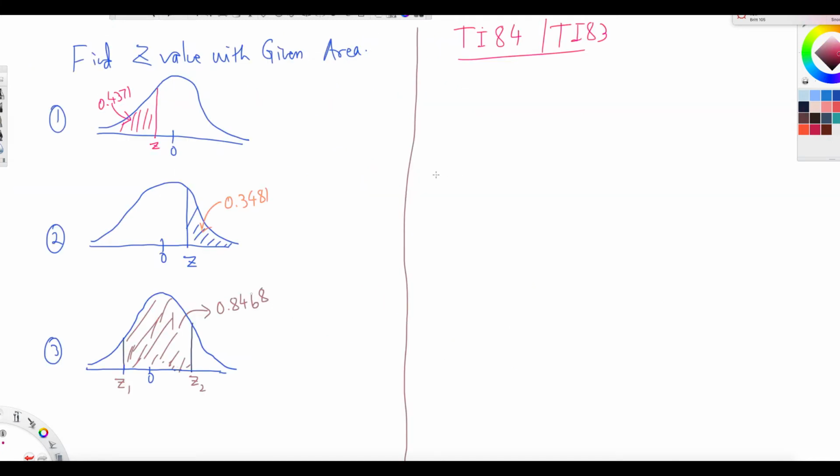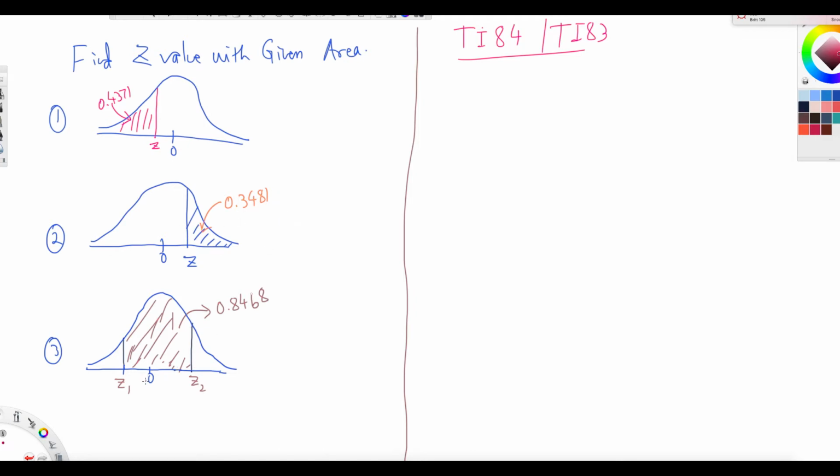So the next thing that we want to do is find out the G value for a given area. For example, in example 1, find the G value such that the area left of G is 0.4371. What is that G value? In example 2, you need to find the G value for which the area right of G is 0.3481.